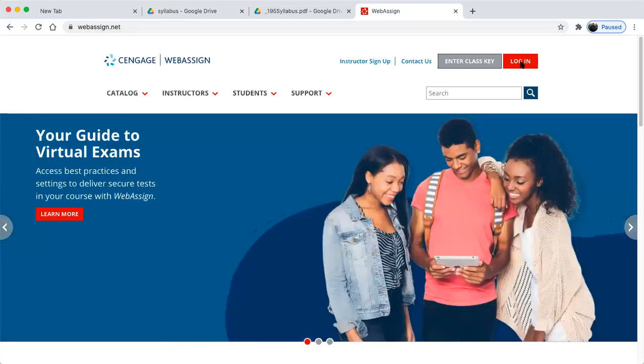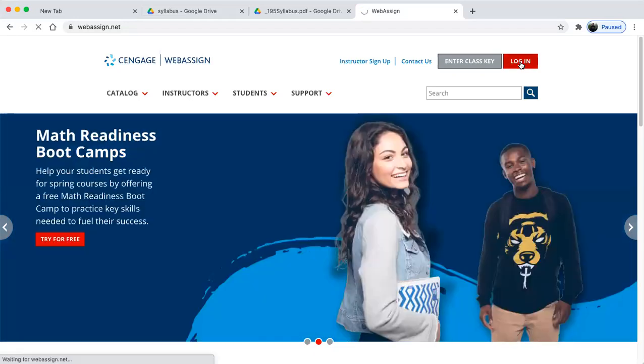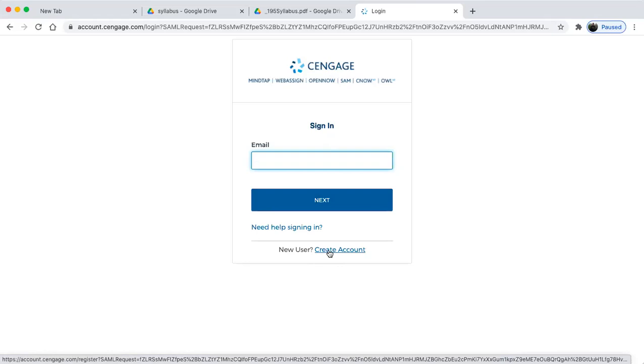You go here to log in. You click to log in. It goes to another page. I prefer that you use your City Mail here. If you don't have an account, or you haven't used WebAssign before, you click here to create an account. When you click create account, I prefer that you use your City Mail email.